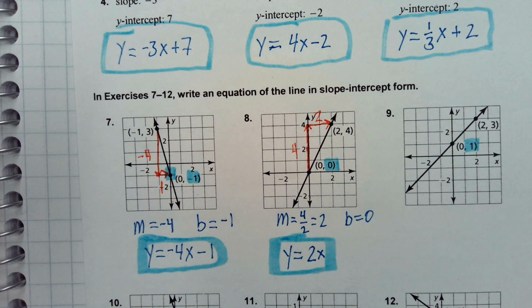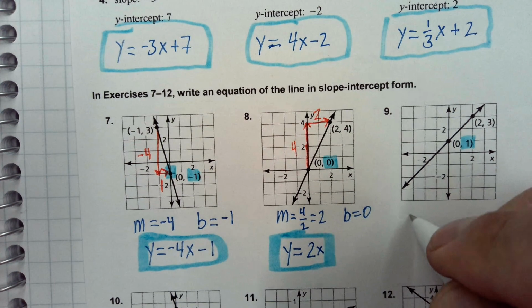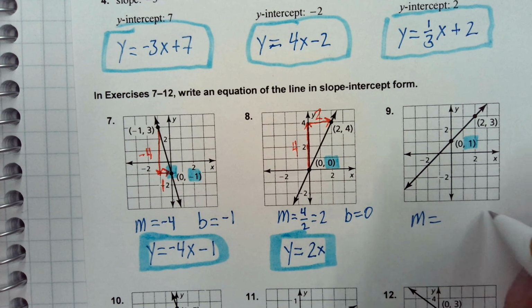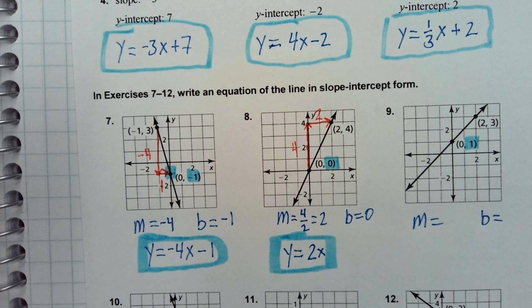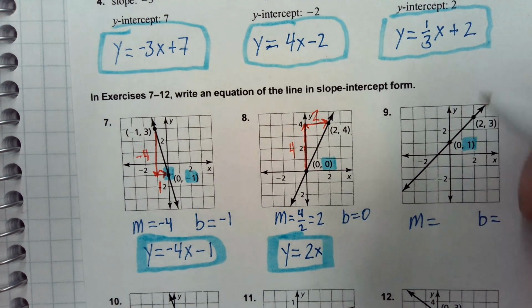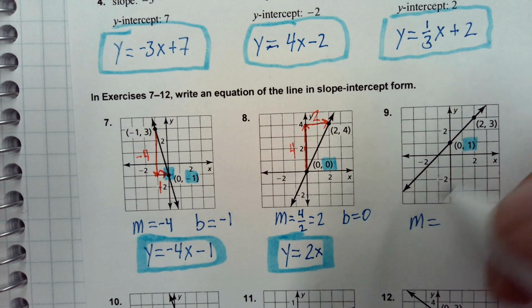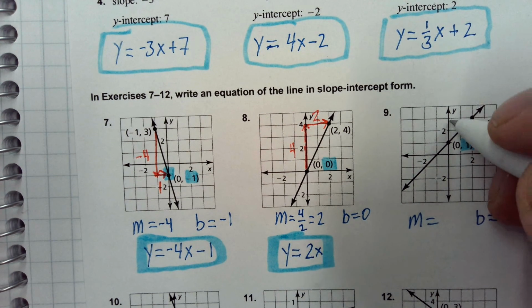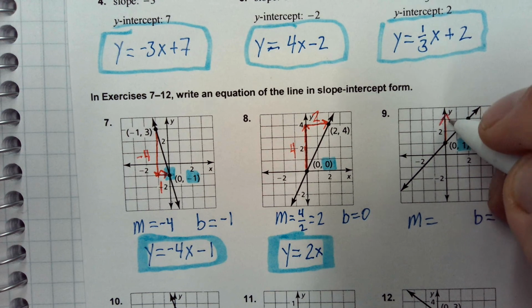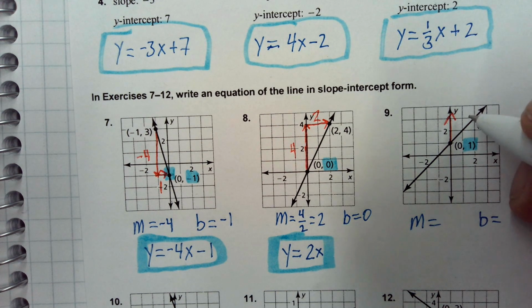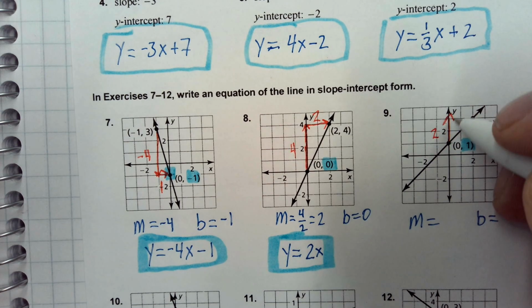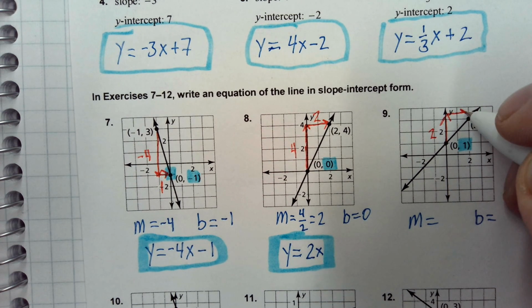Okay, let's try the next one. We want the slope and the y-intercept. Let's see what we get. So this is going to be positive, I can tell, because it's going uphill. And we go up. We got to be careful, though. We want to go up 2 and across 2.